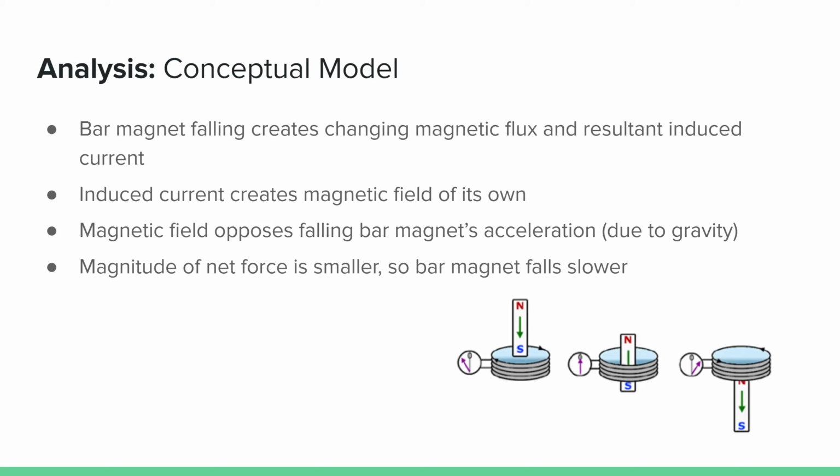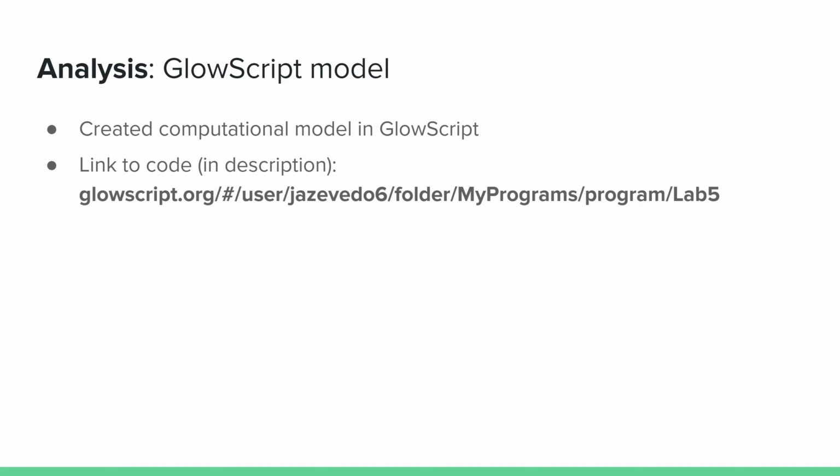As a result, the net force, as the magnet falls through the aluminum foil roll, is still pointed downwards, but with a smaller magnitude than it would be in free fall. This causes the acceleration of the magnet to be slower, and with that, it takes longer to fall through the tube. In order to actually model this phenomenon, we turn to GlowScript, which lets us rapidly develop a computational model.